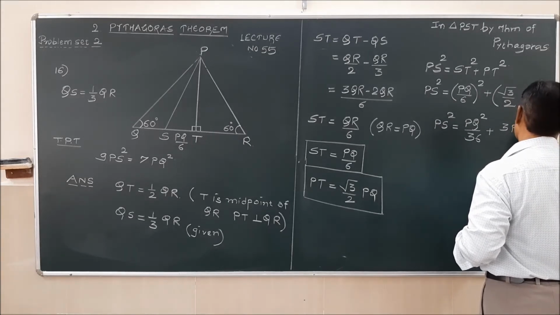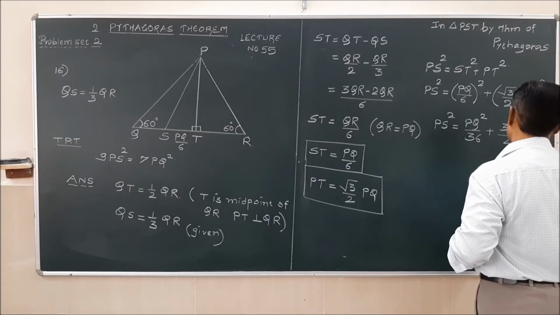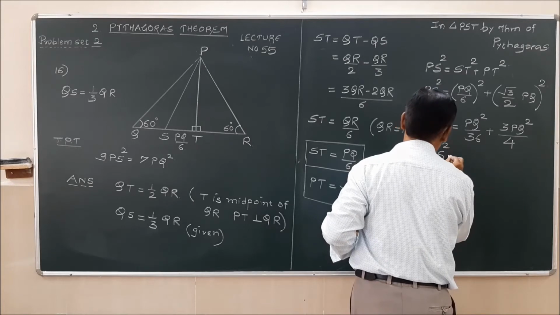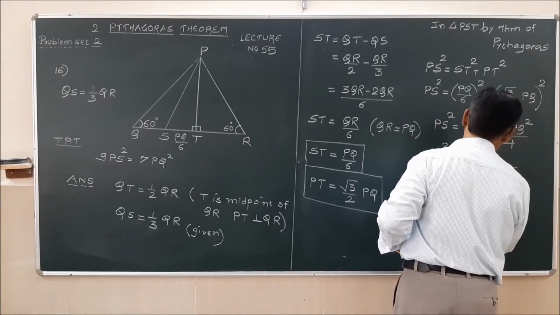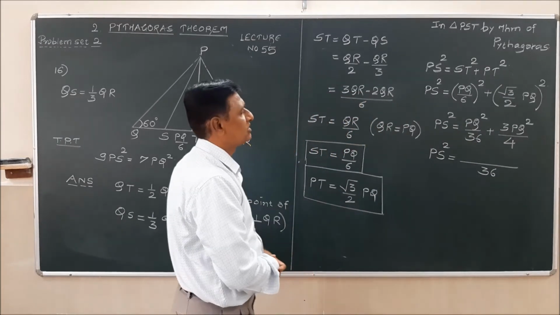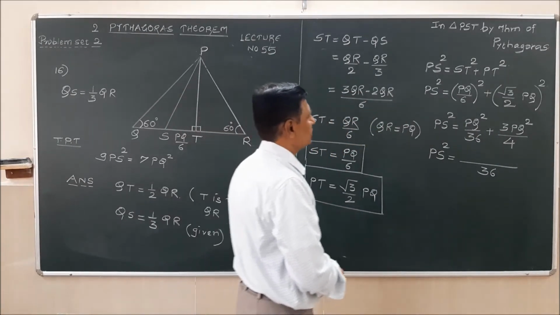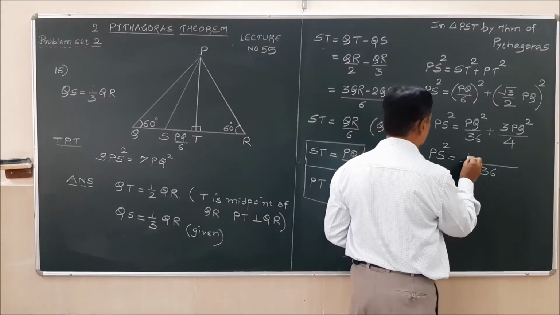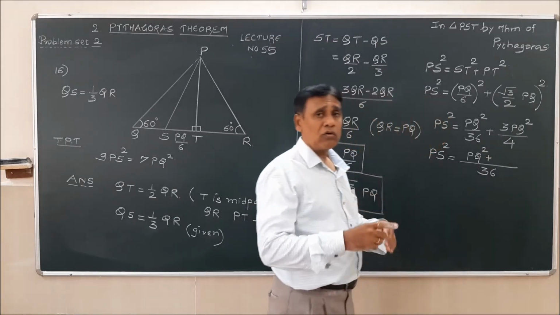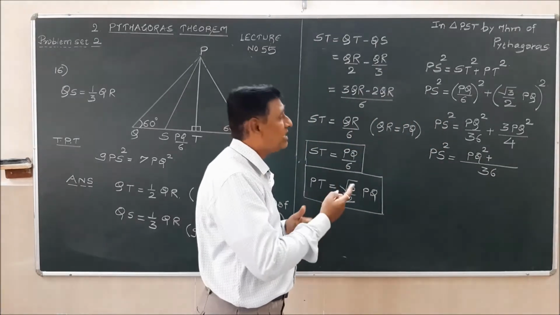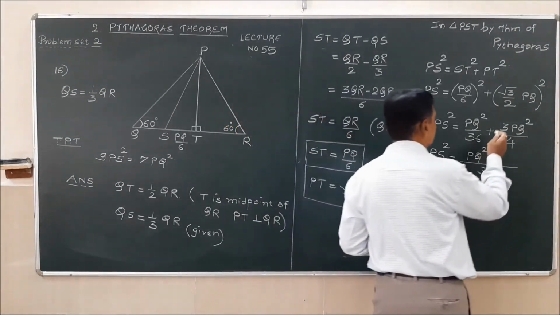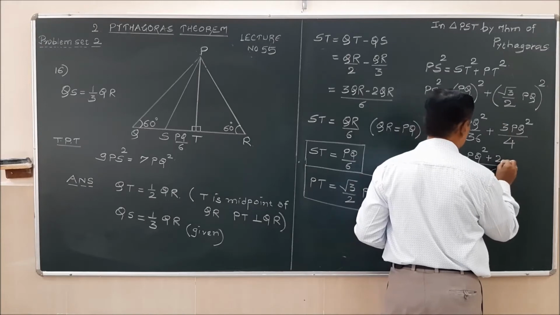3 PQ square upon 4. So PS square is equal to... LCM is 36, and you will notice 36 is already here. So PQ square. 4 nines are 36. Multiplying this by 9.